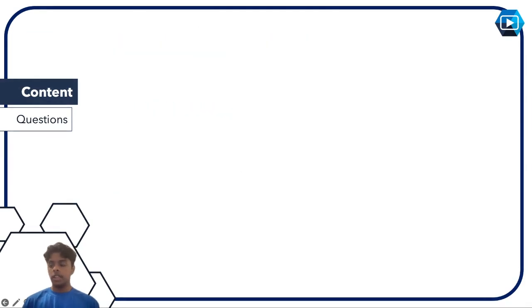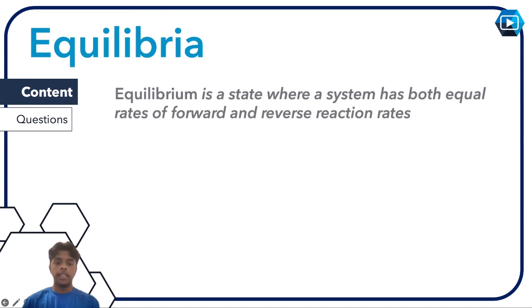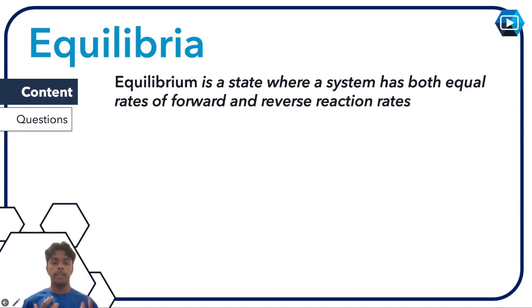All right, so now let's look at equilibrium. So what is equilibrium? Chemical equilibrium is a state where the system, which is in this case the reaction vessel or the reaction itself, has equal rates of forward and reverse reactions. So if you're ever asked what chemical equilibrium is, mentioning this will basically get you the core component of the mark. So they have equal rates of forward and reverse reaction rates.